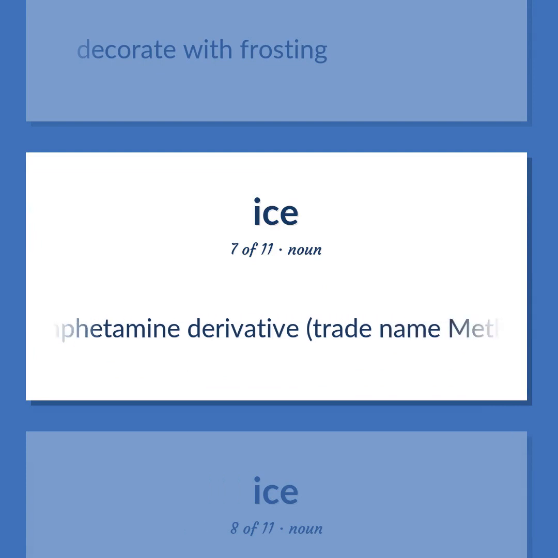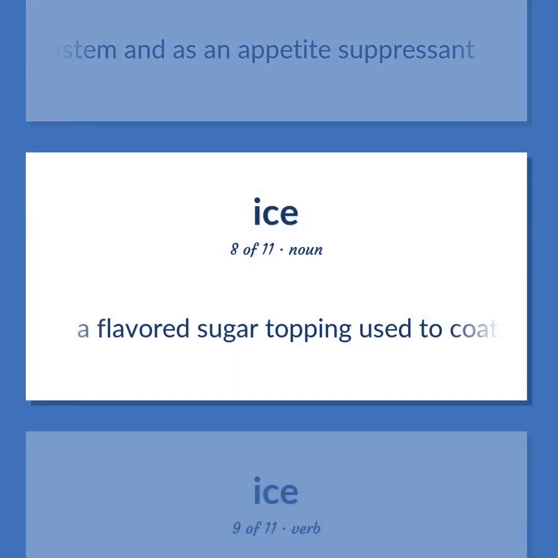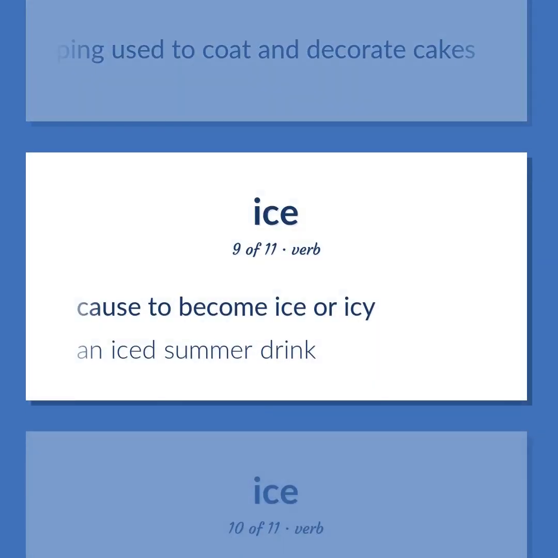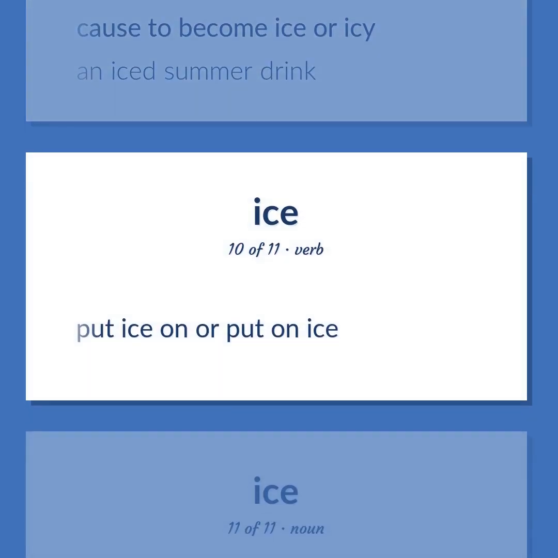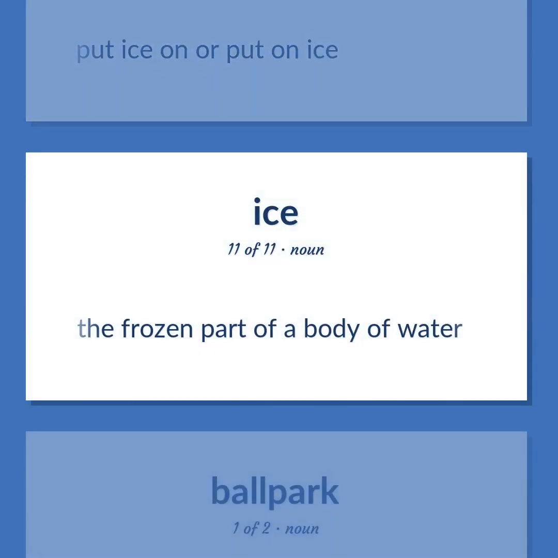An amphetamine derivative, trade name methedrine, used in the form of a crystalline hydrochloride, used as a stimulant to the nervous system and as an appetite suppressant. A flavored sugar topping used to coat and decorate cakes. Cause to become ice or icy. An iced summer drink. Put ice on or put on ice. The frozen part of a body of water.